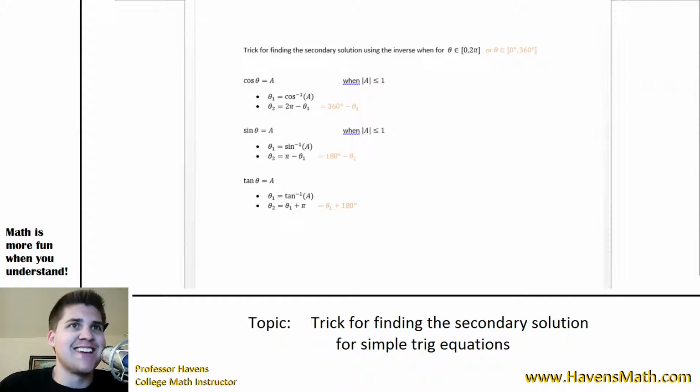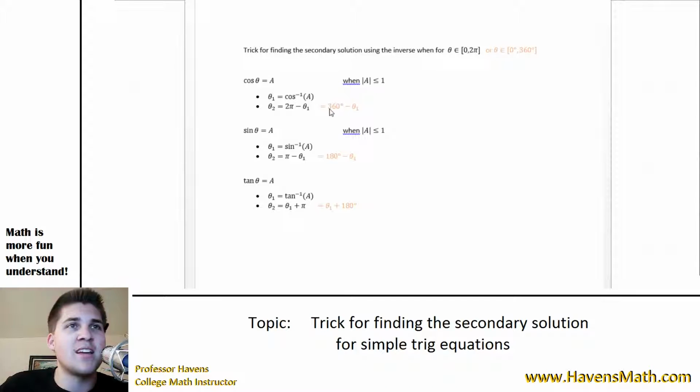But this little trick is nice and is a really good shortcut that we can use our calculator to help us do. I've put right up on the screen the trick that I came up with. For cosine, we use the inverse function to find our first angle, theta 1. Then the secondary solution, theta 2, we can find by taking our inverse answer and subtracting it from 360, which will always work, or from 2 pi, depending on whether we're in degree or radian mode.